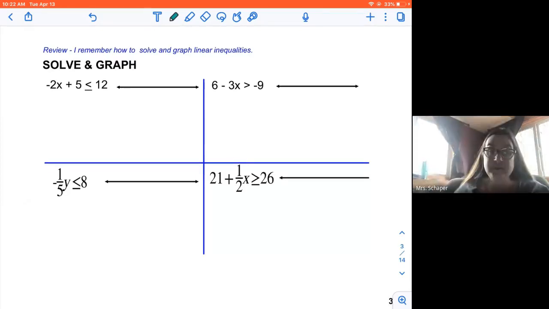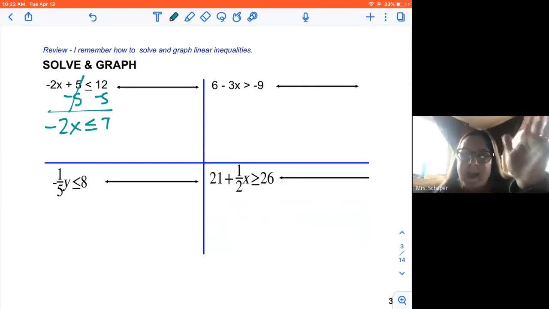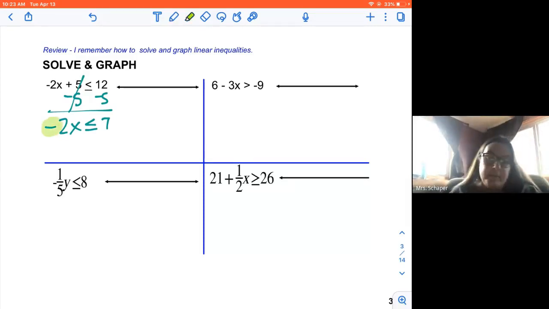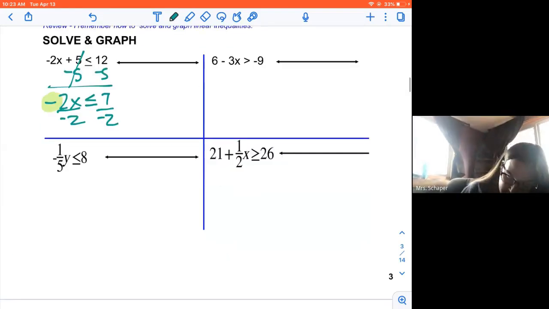So this next one's a 2-step. I'm going to subtract 5 from both sides. So -2x is less than or equal to 7. Now, if you've been kind of tuning me out or just hitting play so the numbers are there, I really need you to hear this. Even if you've been listening, I really need you to hear this. When you have a negative number and you divide both sides by a negative number, you need to flip the sign. All right, so let's write this down here.